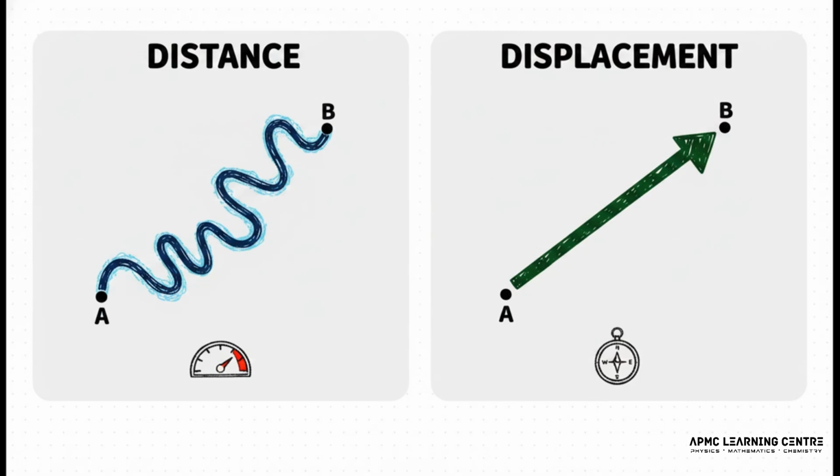So if you remember one thing, make it this. Distance is the long, winding road. It's a scalar that tells the whole story of your trip. Displacement is the as-the-crow-flies path. It's a vector that just cares about the final result. One's about the journey, the other's about the destination.